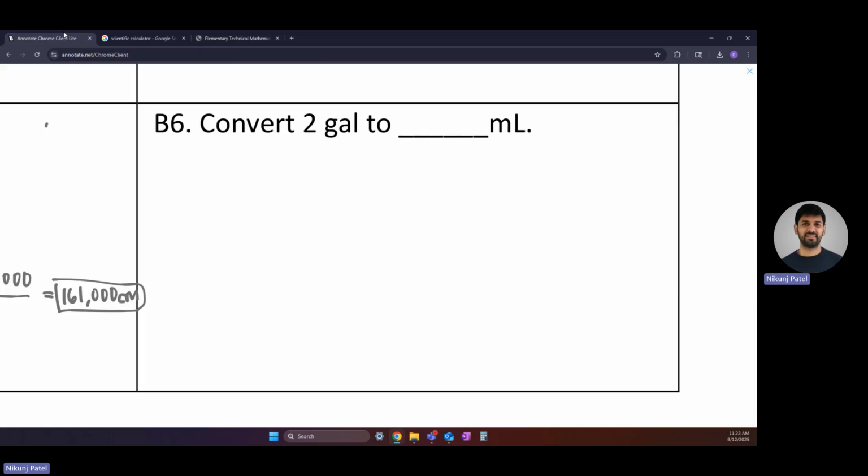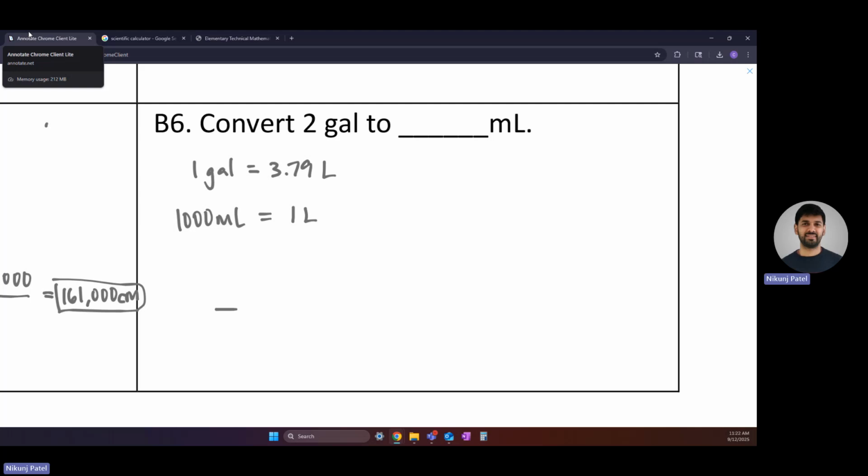So we need to use the first conversion here, that 1 gallon is equal to 3.79 liters. I want to go from liters to milliliters. So in order to do that, we need to use the milli conversion. 1,000 milliliters is equivalent, when you have milli, you have 1 base unit, 1 liter.